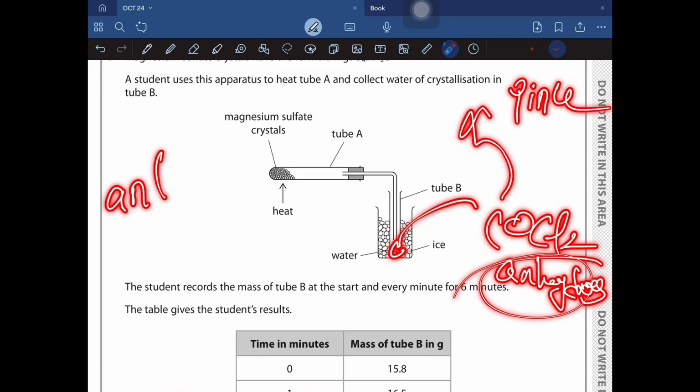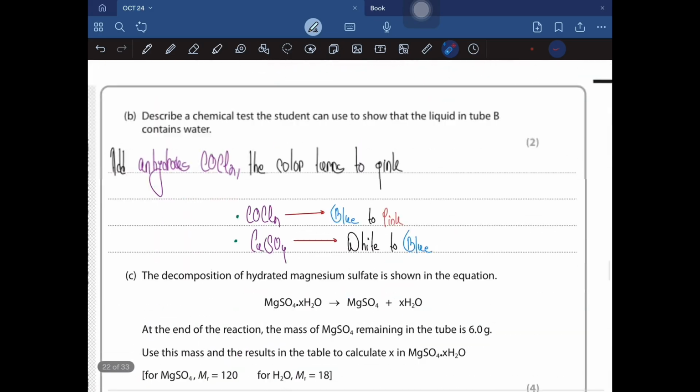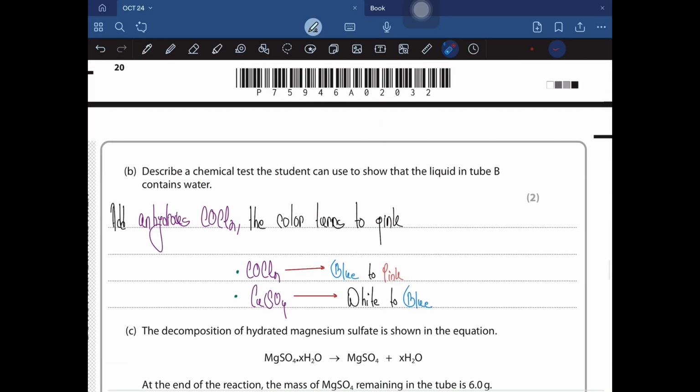Or you can add anhydrous copper sulfate, and if you add this, it is going to turn blue in the presence of water. So more or less I have written that over here. Add anhydrous cobalt chloride, the color changes to pink. You could also add copper sulfate and the color changes to blue. The initial color should be white and the color change should be to blue with copper sulfate, and with cobalt chloride, the color is initially blue and it turns to pink.